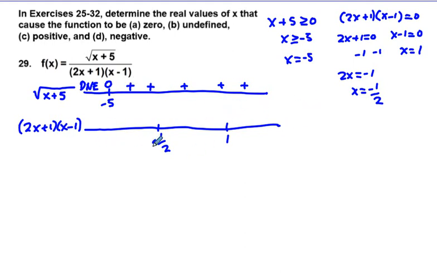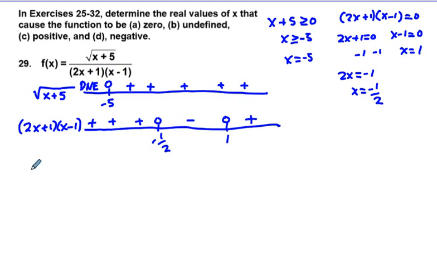Now for the denominator, to the left of -1/2, we're going to have a negative times a negative, or positive. So that's positive there, that's positive there, that's positive. At negative 1/2 we have 0, and then between negative 1/2 and 1 we have negative, at 1 we have 0, and then greater than 1 we have positive times positive.